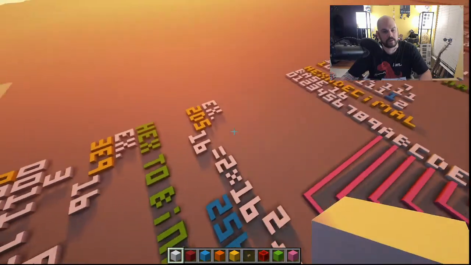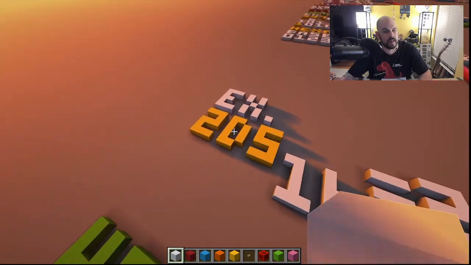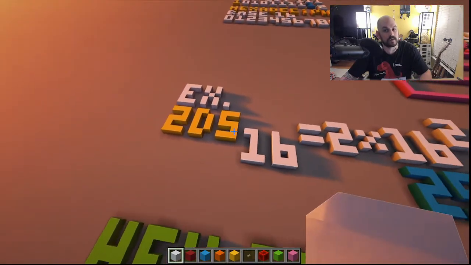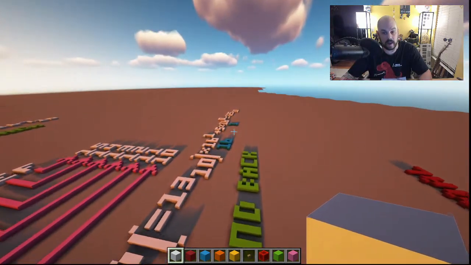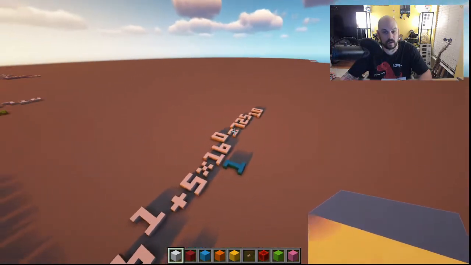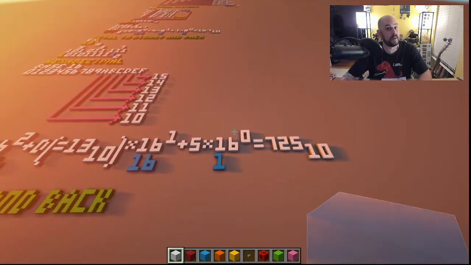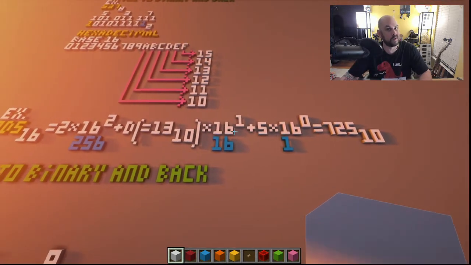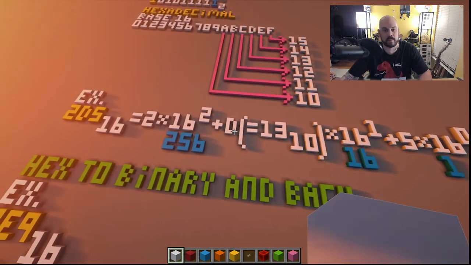So an example of this would be 2D5. Seems kind of weird, right? You've got a letter D in there, but notice how much smaller 2D5 is than if we come all the way down here to the end to see what our decimal number is. 725 in decimal. It's going to be a pretty big binary number, so we don't want to deal with that. So for 2D5, we're going to use the same system as we have before.